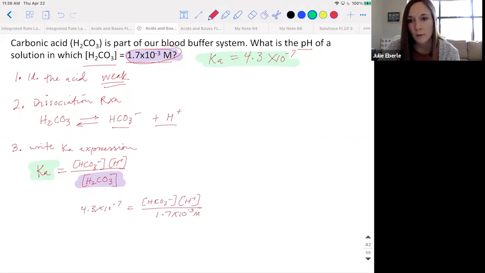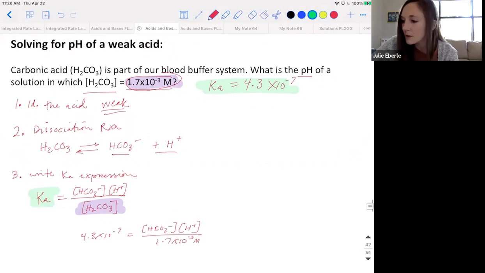So we just plugged in the numbers that we were given. So the question here, what was the question again? The question is, what is the pH? What's our equation for pH? The first one I gave you. pH equals negative log of the concentration of H plus.